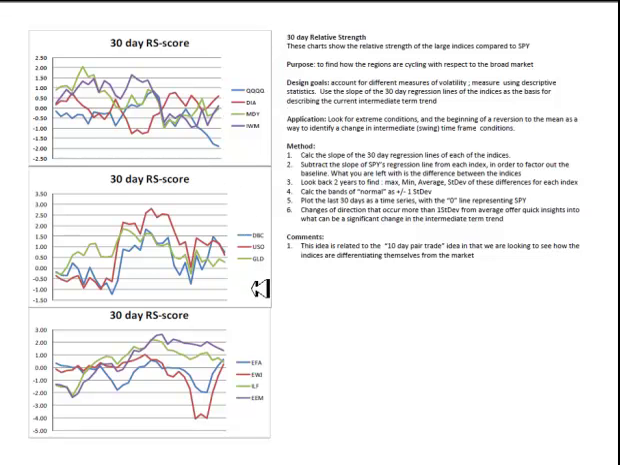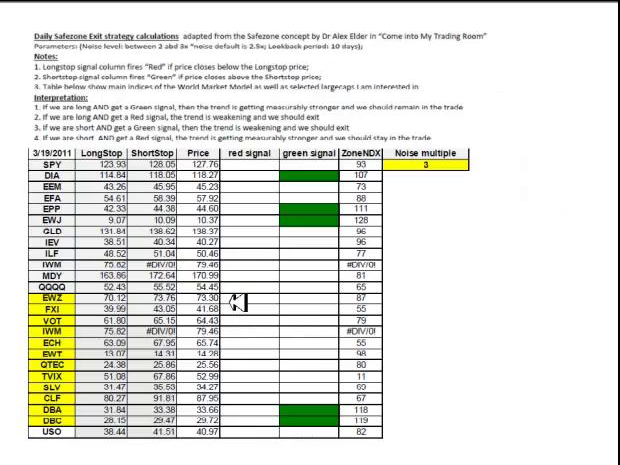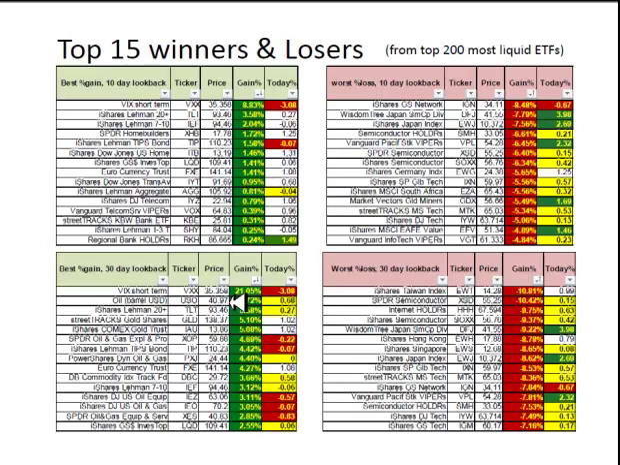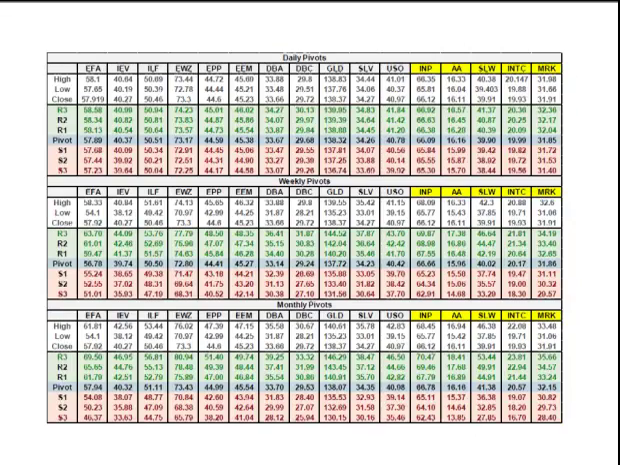Among the commodities, you can see they are still better than SPY, although they started rolling over a little bit on Friday. And among the internationals, emerging markets have been better, and so is Latin America. I'll leave Elder's Safe Zone channel for you to refer to, and the top 15 winners and losers. Daily pivot points for your reference.